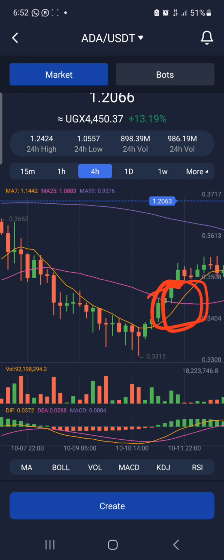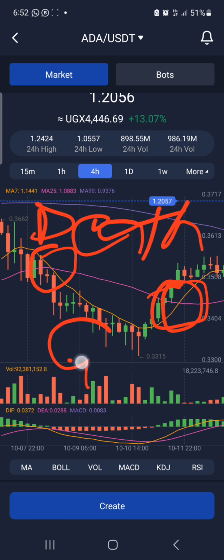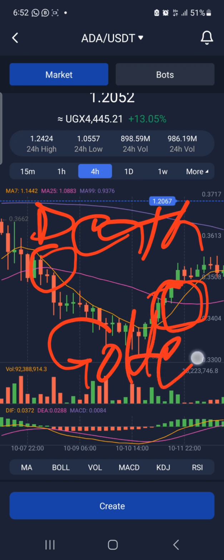When a small moving average is trading above the big moving average, it is a golden cross. And when it is trading below, like here, it is a death cross. And this is gold, and we are seeing gold. You know how expensive gold is? This is a golden cross.